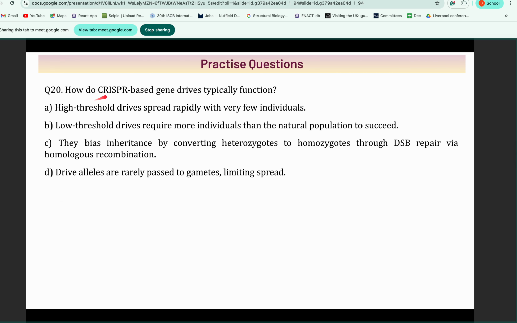Okay, so the last question is how do CRISPR-based gene drives typically function? So we have already talked about gene drives. So option A is high threshold drives spread rapidly with very few individuals. Option B, low threshold drives require more individuals than the natural population to succeed. Option C, they bias inheritance by converting heterozygotes to homozygotes through double-strand break repair by homologous recombination. And option D, drive alleles are rarely passed to the gametes, limiting the spread.